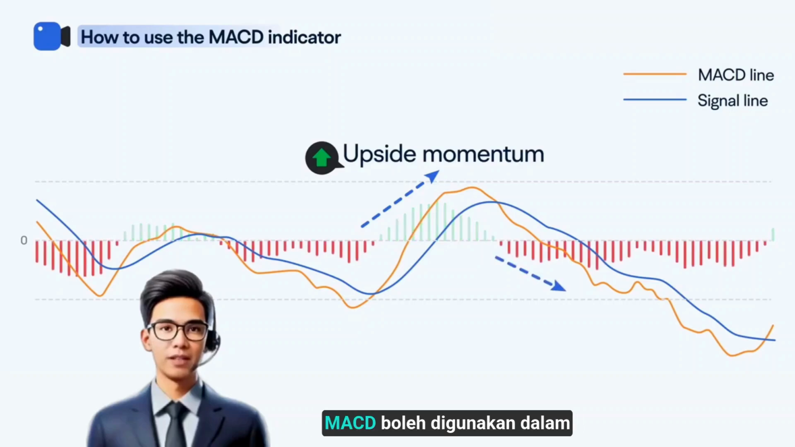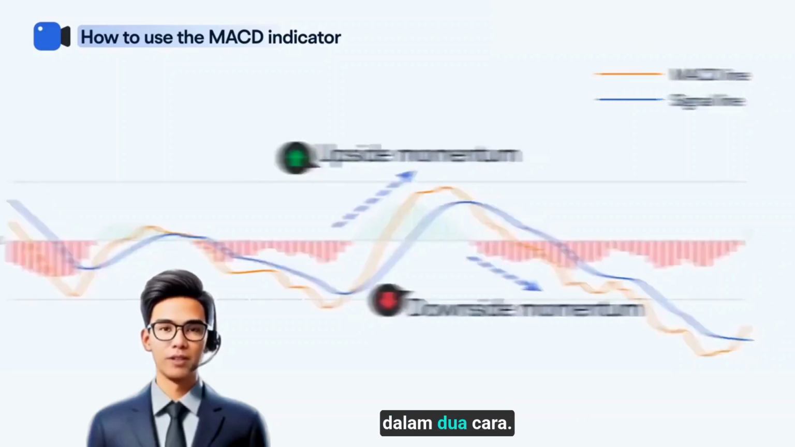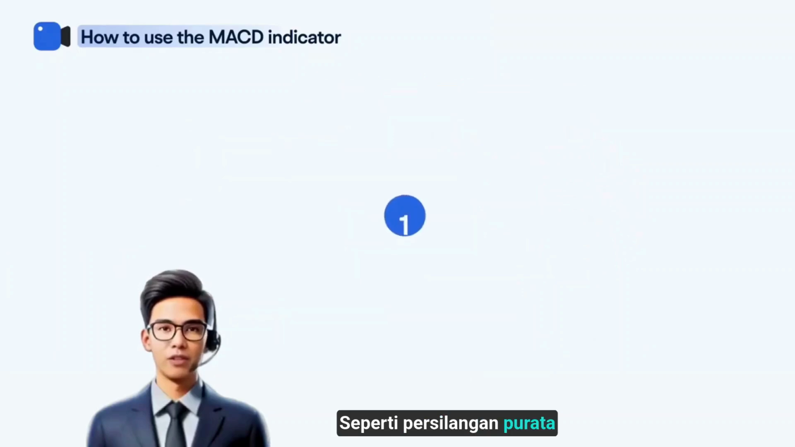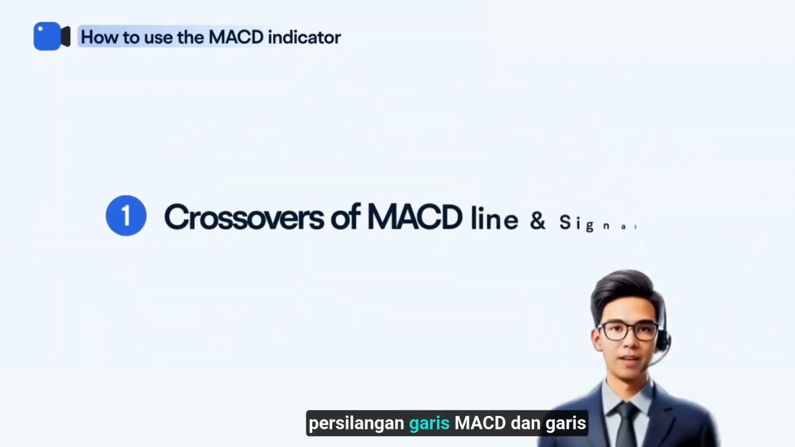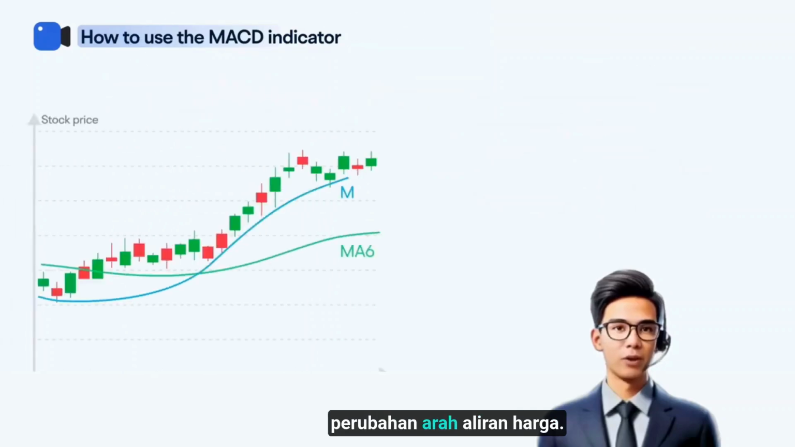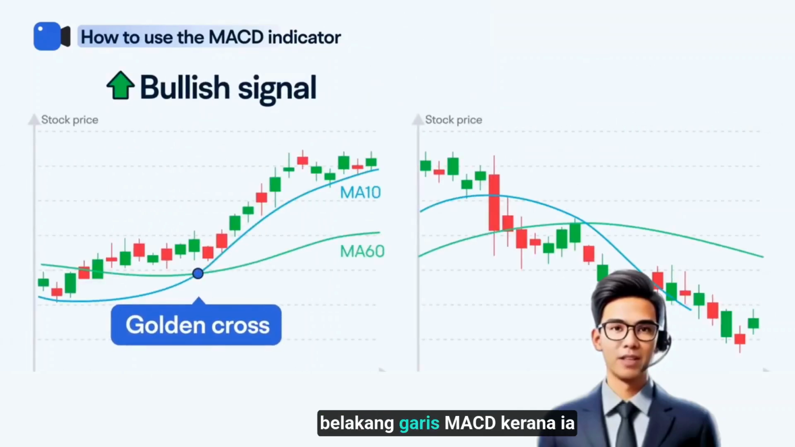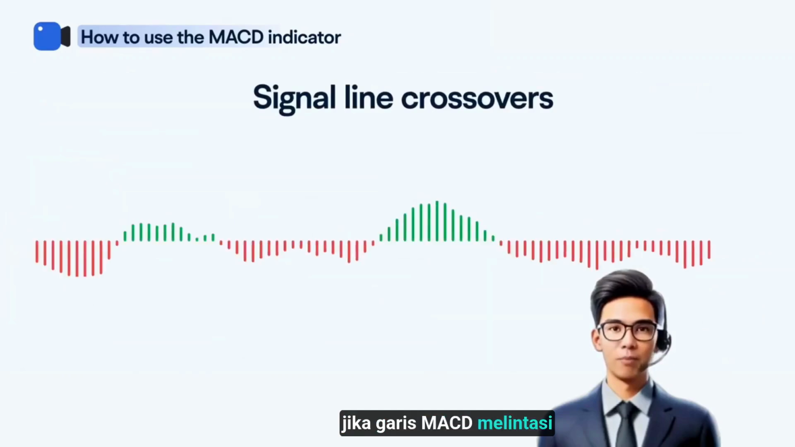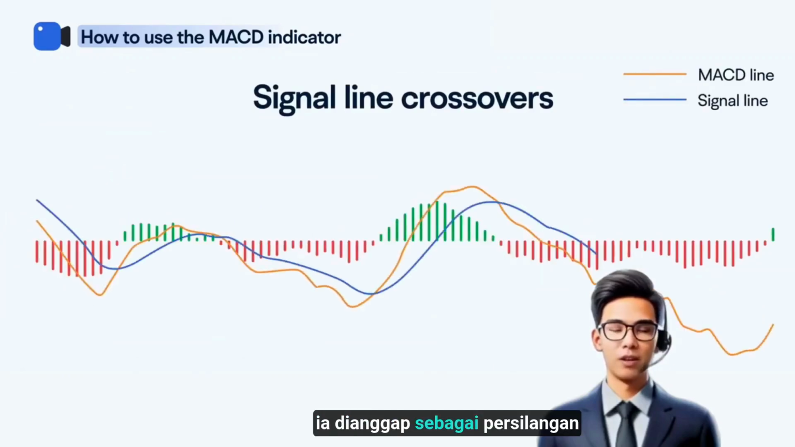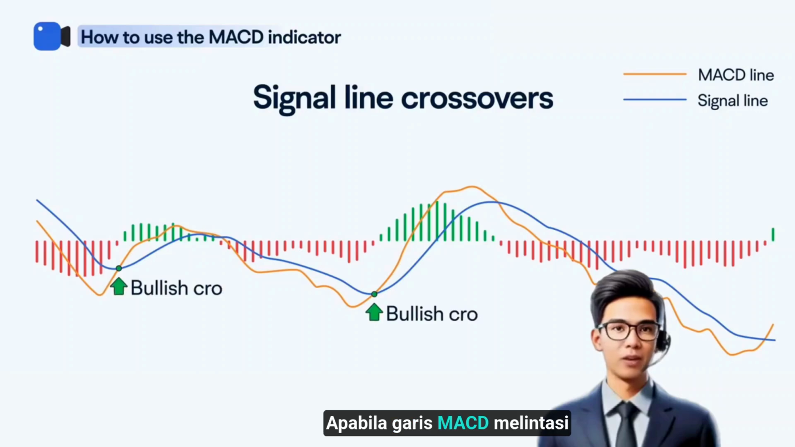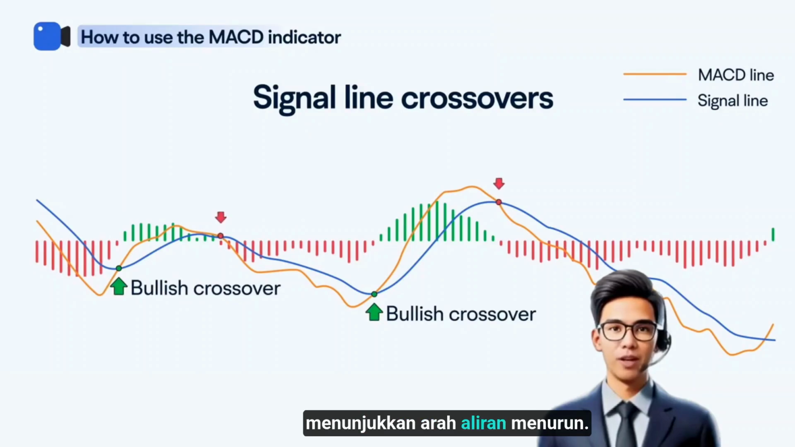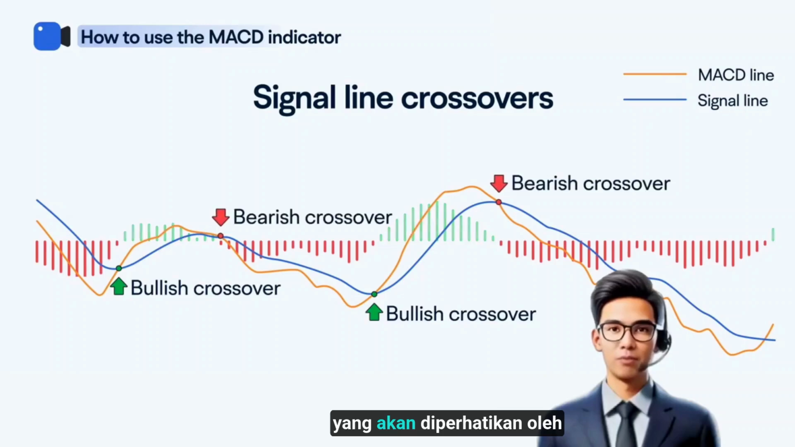More specifically, MACD could be used in technical analysis in two ways. The first is to note crossovers of the MACD line and the signal line. Like the moving average crossovers mentioned earlier, a crossover of the MACD line and the signal line may indicate a price trend change. The signal line lags behind the MACD line as it is essentially a moving average of the MACD line. Therefore, if the MACD line crosses above the signal line, it is considered a bullish signal line crossover, indicating a bullish trend. When the MACD line crosses below the signal line, a bearish signal line crossover occurs, indicating a bearish trend.